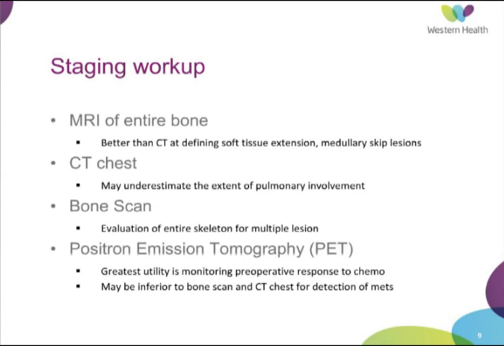All patients should have a CT chest as the most common site of metastatic disease is the lung, but it has been shown that CT may underestimate the extent of pulmonary involvement. Bone scan is probably the most sensitive test for evaluating the rest of the skeleton, and positron emission tomography has its role. It can be used rather than bone scan in that initial workup, but it's probably less sensitive, but can be used for monitoring preoperative response to chemotherapy.